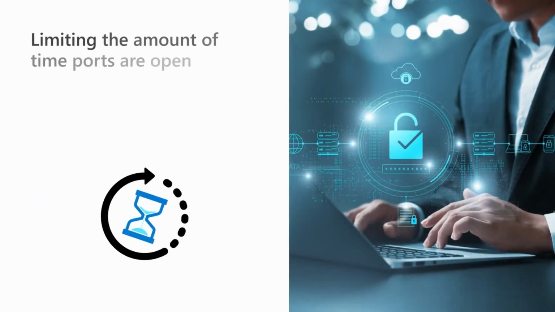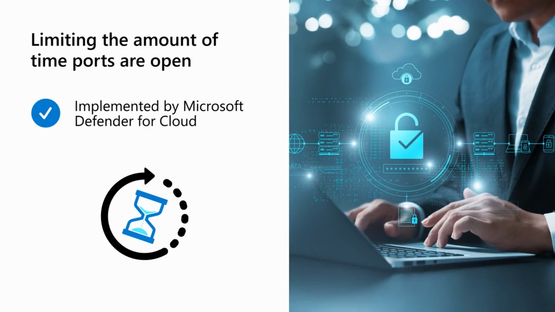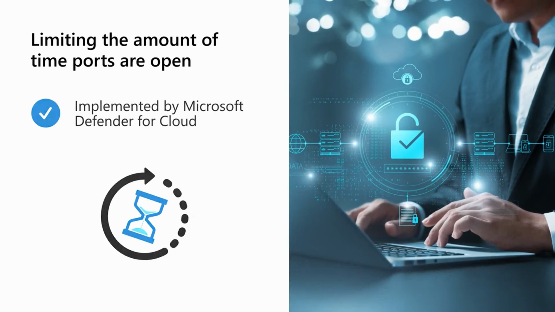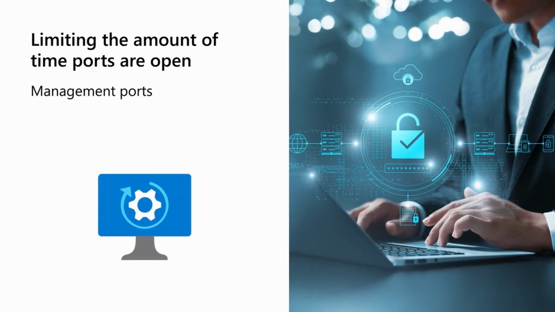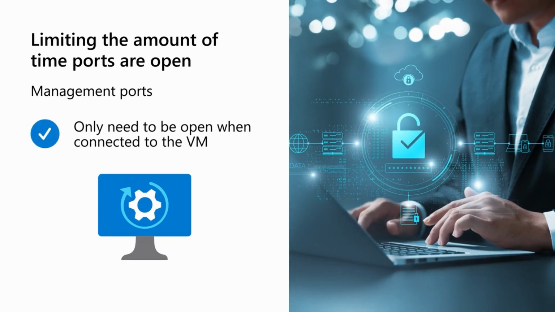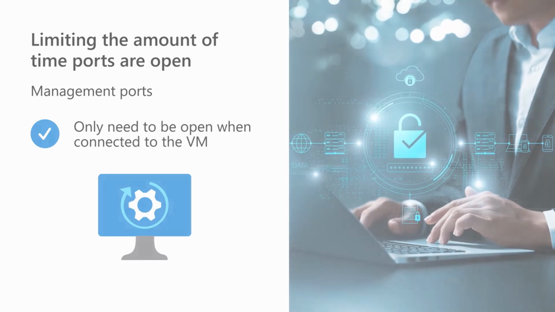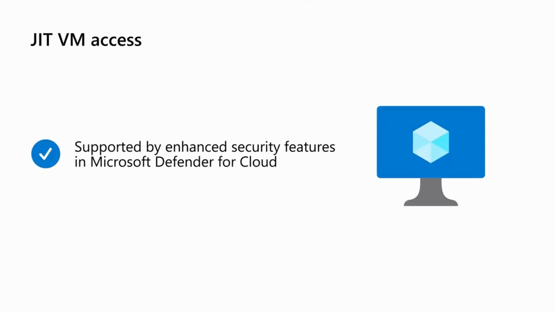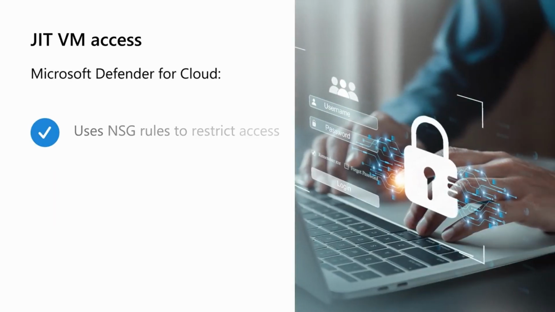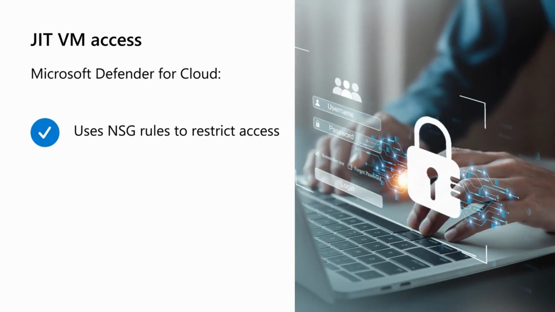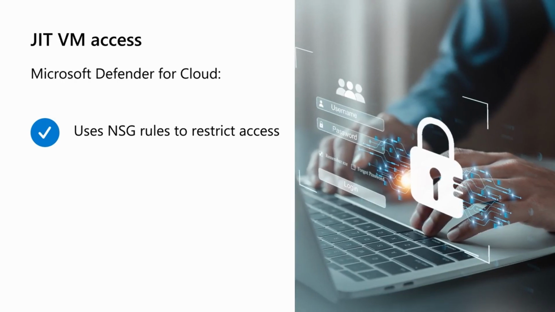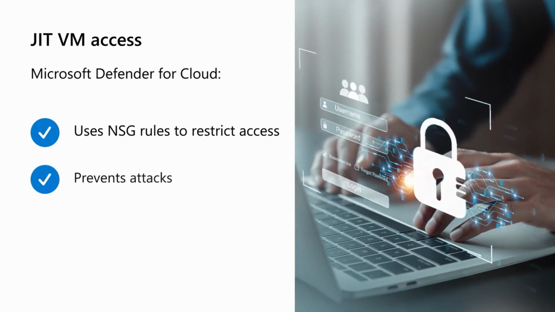The final approach, limiting the time ports are open, is what Microsoft Defender for Cloud implements on your behalf. Management ports such as remote desktops only need to be open when connected to the VM, for example, to perform management or maintenance tasks. You learn that enhanced security features in Microsoft Defender for Cloud support just-in-time VM or JIT VM access. When JIT VM access is enabled, Microsoft Defender for Cloud uses Network Security Group Rules or NSG rules to restrict access to management ports when they aren't in use, so attackers can't target them.